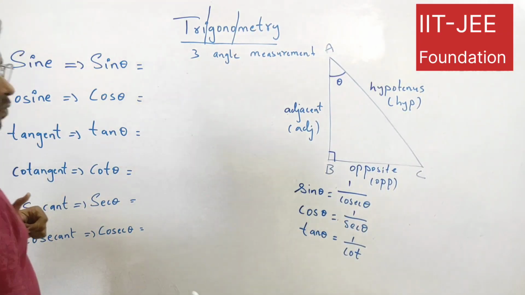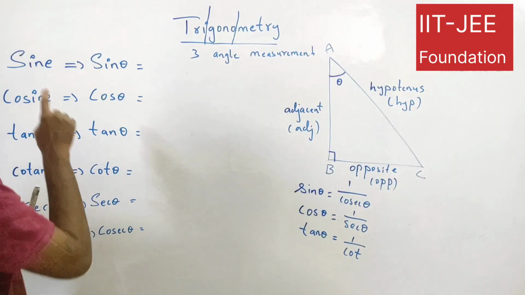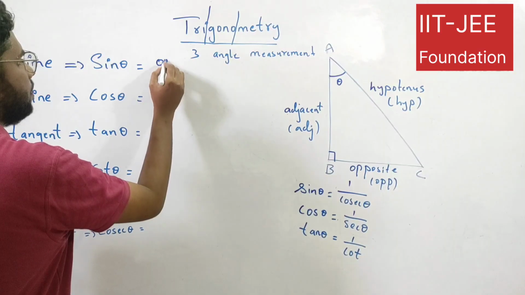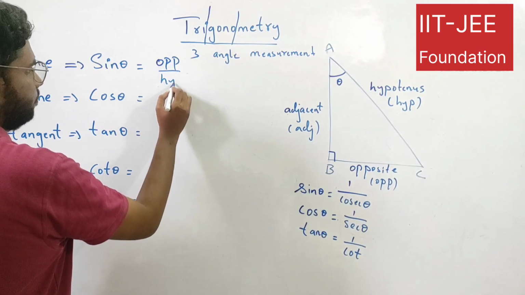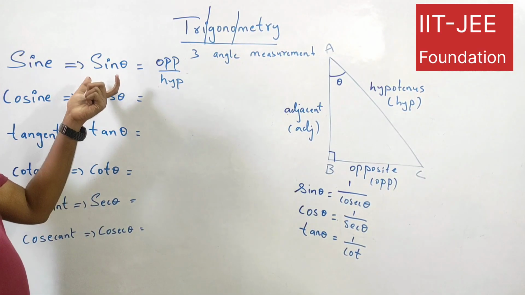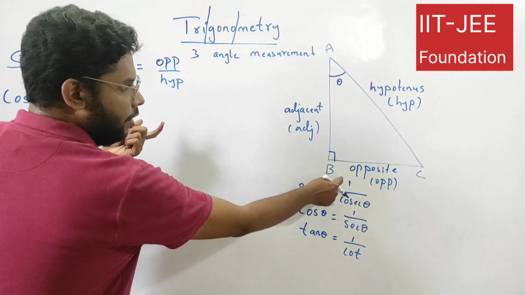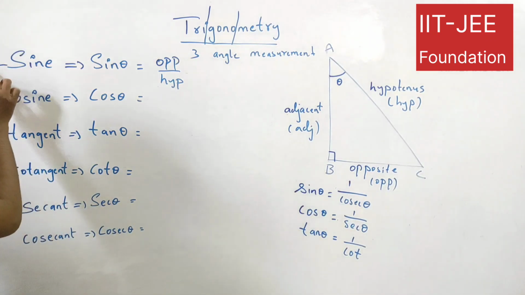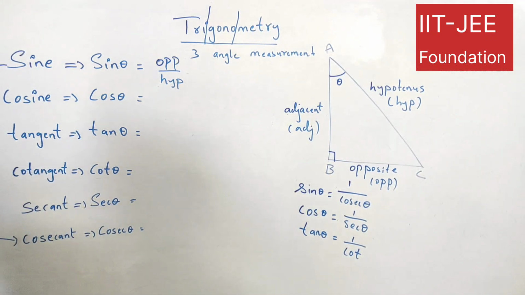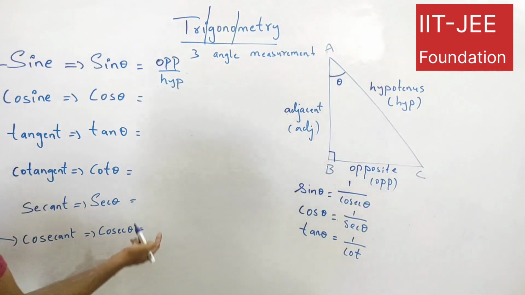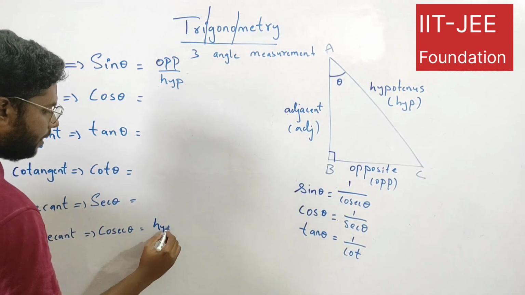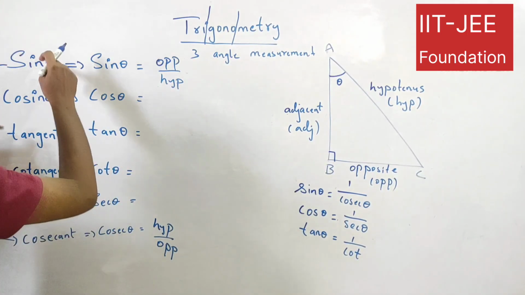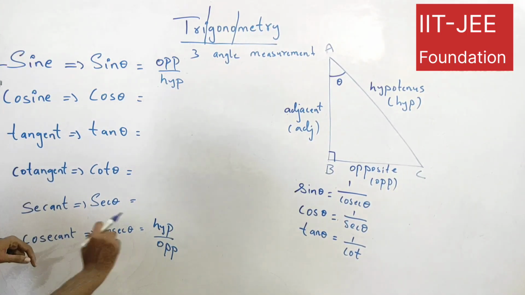Now we are going to find what the ratios are. First, sin theta. Sin theta is nothing but the ratio of the opposite side to the hypotenuse. Now sin theta's reciprocal is what? Cosec theta. So I will write this: hypotenuse divided by opposite. So the reciprocal of sin theta, cosecant theta, we write as hypotenuse by opposite.